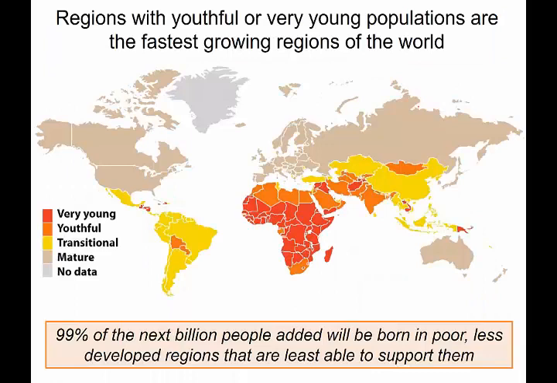So it does appear that the regions with youthful or very young populations are the fastest growing regions of the world. And if we look at this diagram, you can see that the red is the fastest growing and orange is the next fastest growing. And then of course the mature is the brown, transitional to the yellow. So according to this picture, where is most of the population growth expected in the future? Well, you can see it's in the continent of Africa. We can also see India over here, and the Middle East is also a hotspot area.